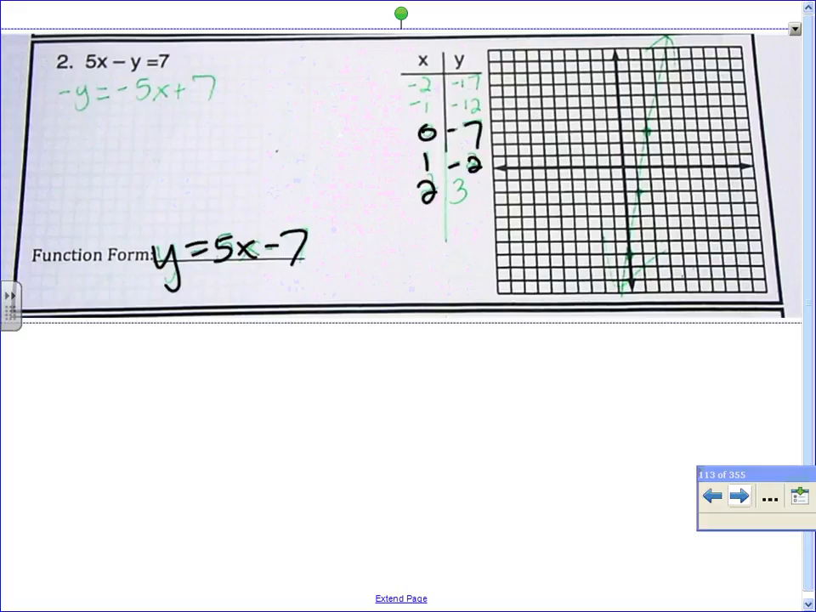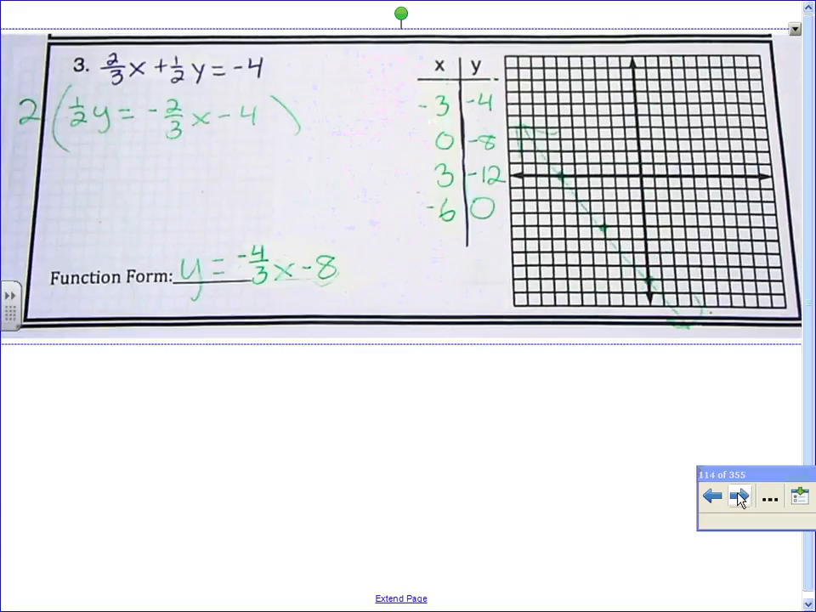Probably 3. Okay, good. And then the graph is a positive linear function. Okay, Matt, number 3, function form in your table. No, that part's not right. -4/3 x. Mary? Good. -8.